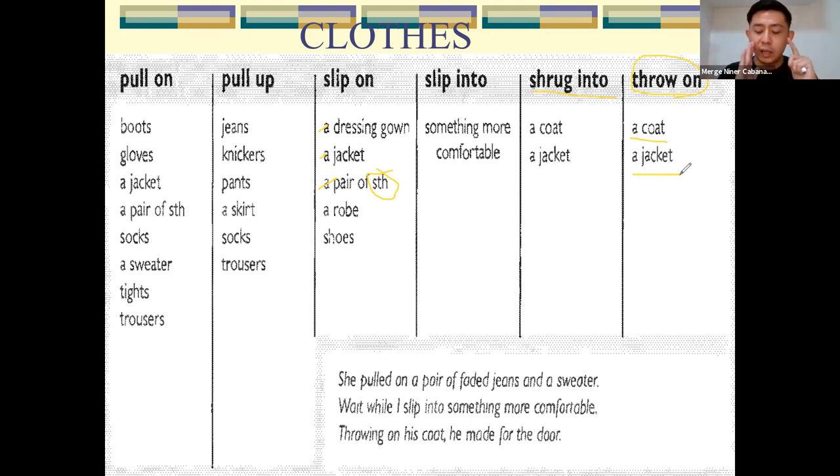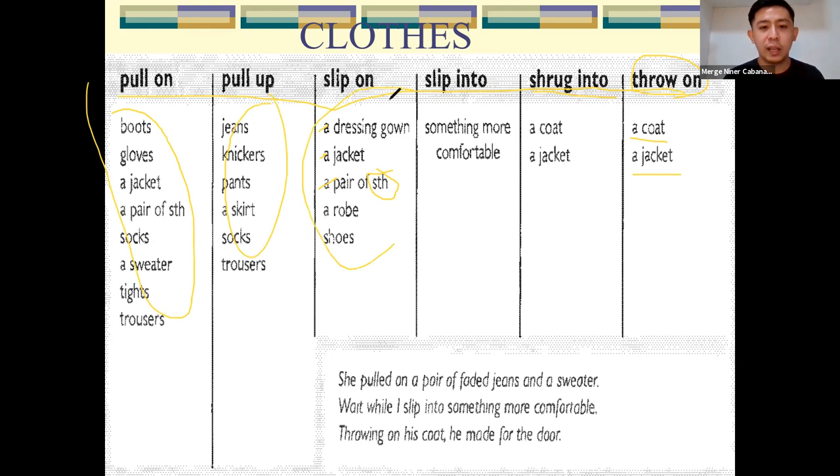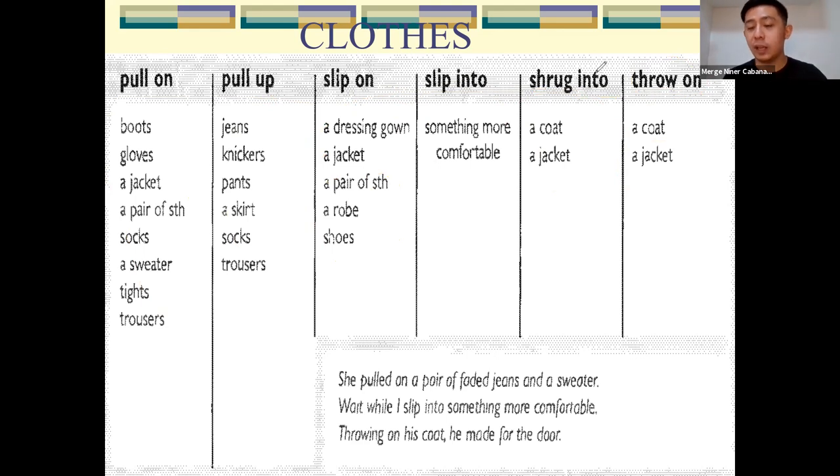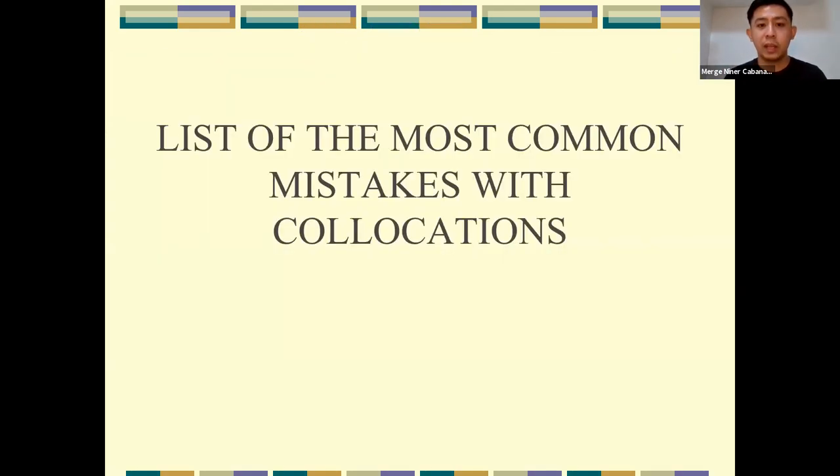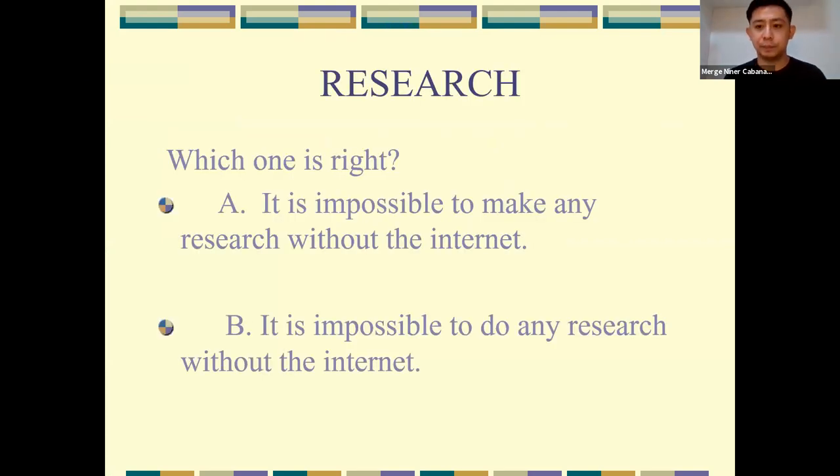So let's say we're going to the party. Is that what you're going to wear? I hope you throw on a coat or a jacket because it's very cold outside. So use the words pull on, pull up, slip on, slip into, shrug into, throw on. You can use the following for these specific sets of words: something more comfortable, a coat, a jacket for shrug into, even with throw on a coat or jacket. I'm going to convert this into a handout so you have your own copy and know how to use them properly.